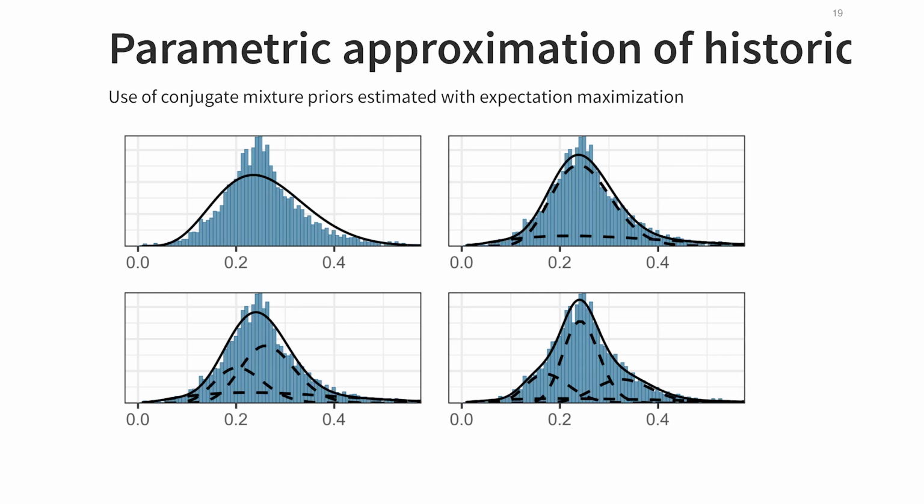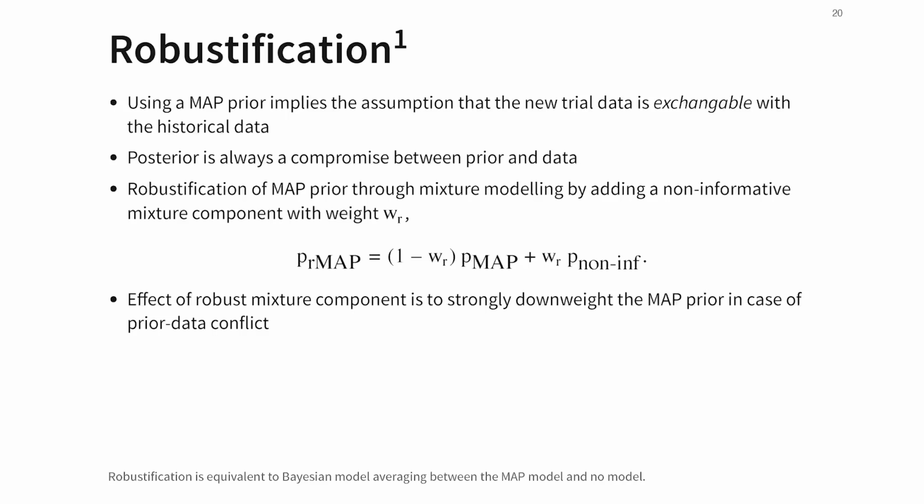Now, we do one more thing, which is to robustify the analysis. So we add a non-informative mixture component to it, which is there to account for the possibility that there could be prior data conflict. If there's a conflict between the MAP prior and the data, then Bayes will be super stubborn in updating, as it will form a compromise between prior and data. The effect of this robustification is to deal with that, essentially. And technically, it's equivalent to Bayesian model averaging between using the MAP model, which puts forward the exchangeability assumption, and no model, basically.